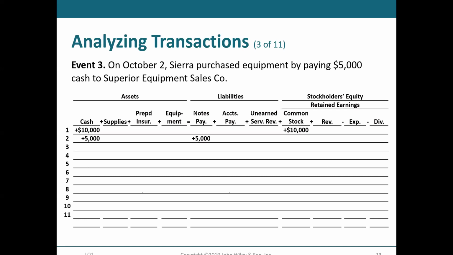Sierra bought equipment for $5,000 cash. So now cash goes down. Cash goes down and equipment up. That's correct. There we go.